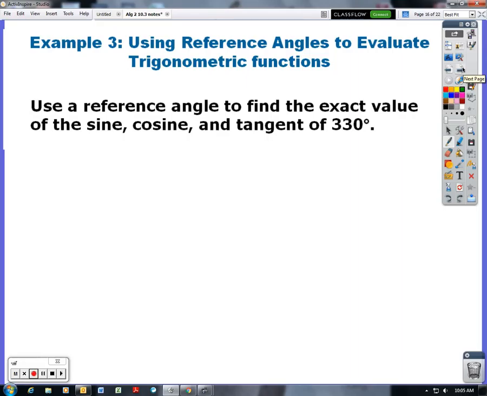Oh dear, I don't even know. I guess I'll have to do it on my own. Yeah, let's just do it. So 330, that's all the way around to here, with a reference angle of 30 degrees.